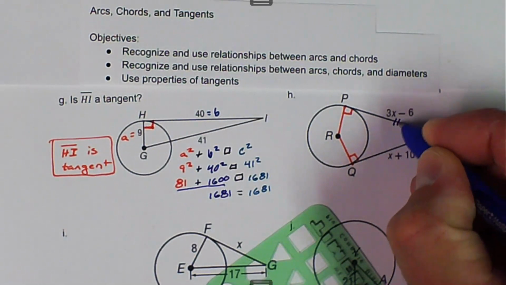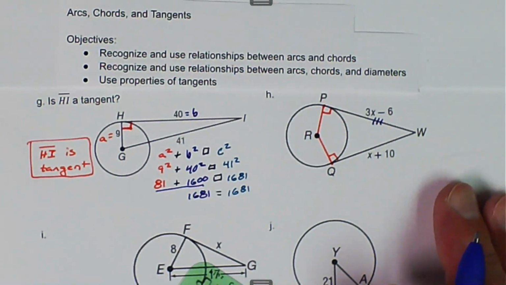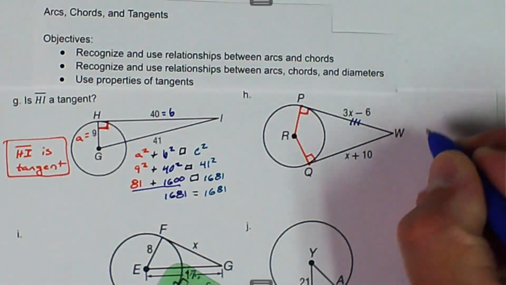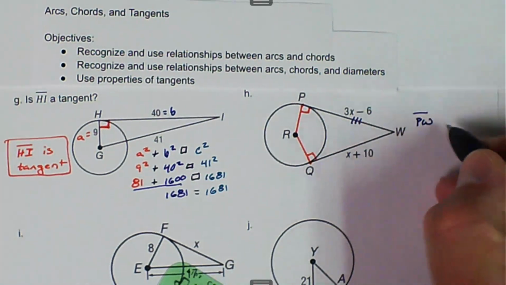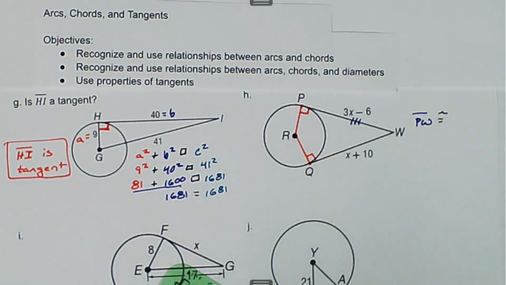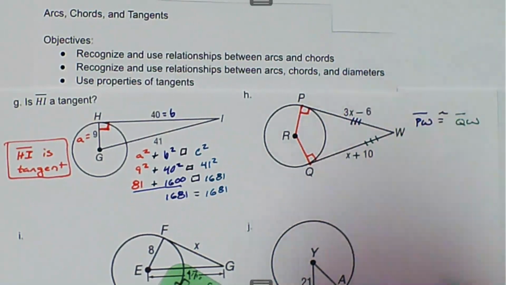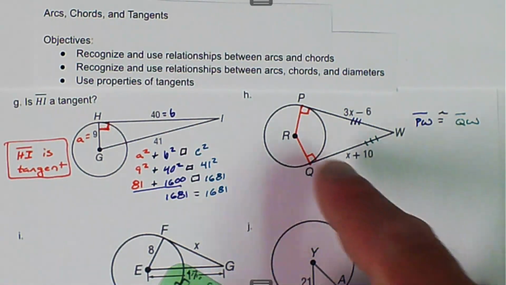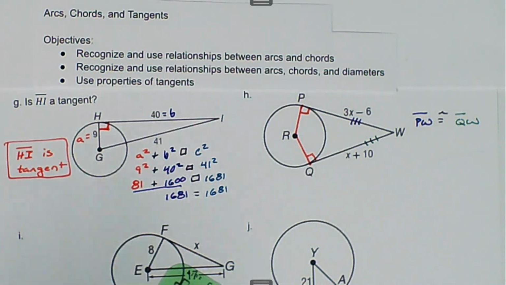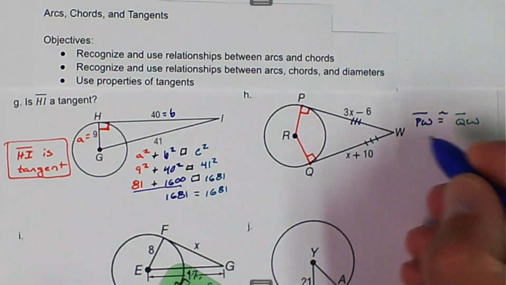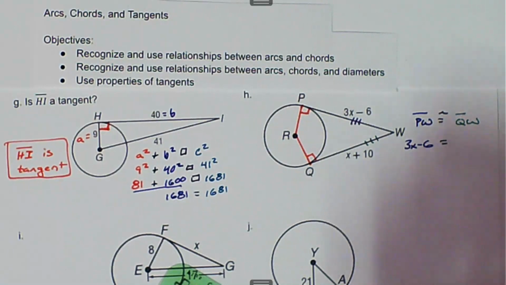So we can say line segment PW is congruent to line segment QW. If two lines are tangent to a circle and meet at the same point, then they have to be congruent. And then we can substitute in 3x minus 6. So that's going to be equal to x.